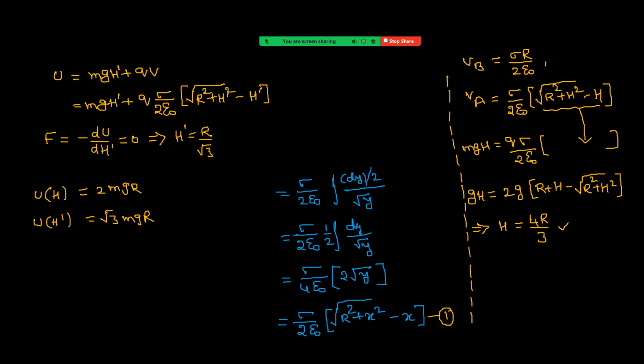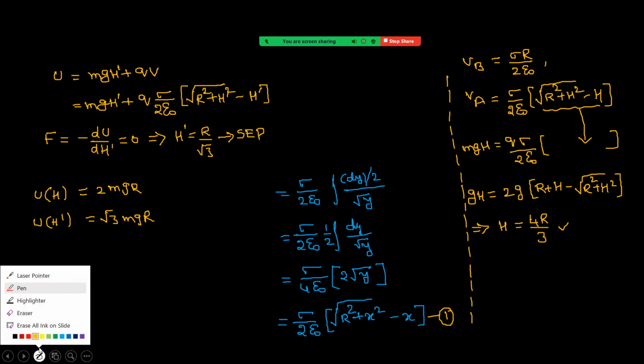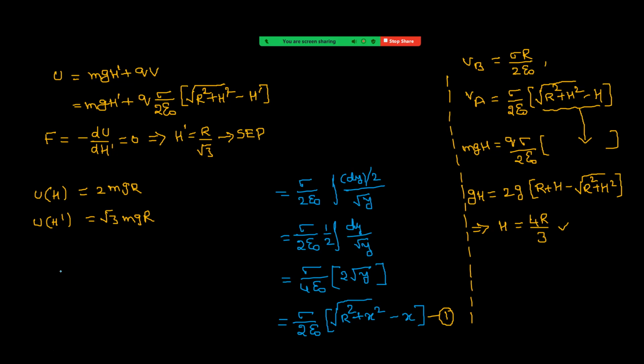That means this h equal to r by root 3 corresponds to the stable equilibrium position. This is a stable equilibrium position. And if you want to plot a graph, potential energy versus height, it will be U versus h, as a function of h. It is almost like this, where this corresponds to h equal to r by root 3, right?